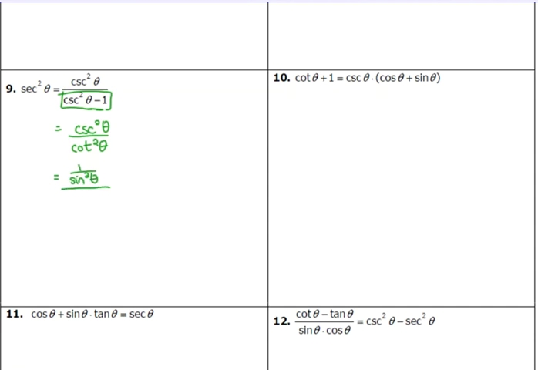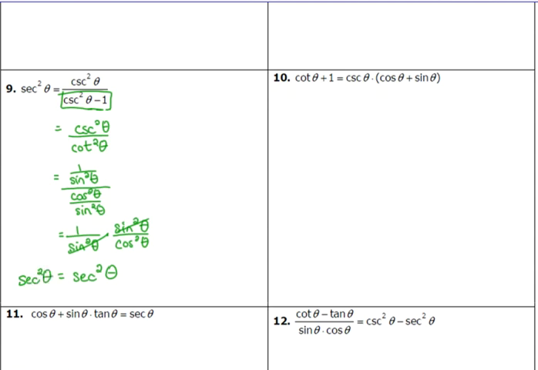Cosecant squared is 1 over sine squared. Cotangent squared is cosine squared over sine squared. We have a fraction over a fraction, so we keep the 1 on the top the same. We flip the bottom one over. The sine squareds cancel, and 1 over cosine squared is equal to secant squared.